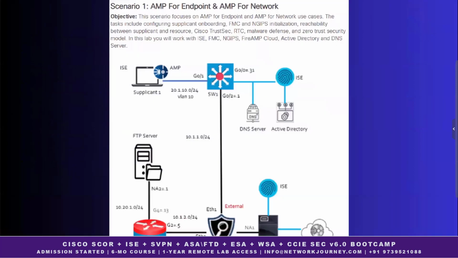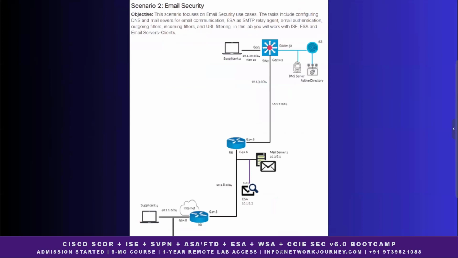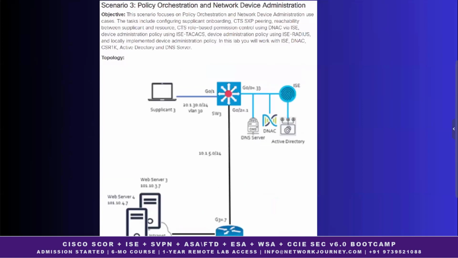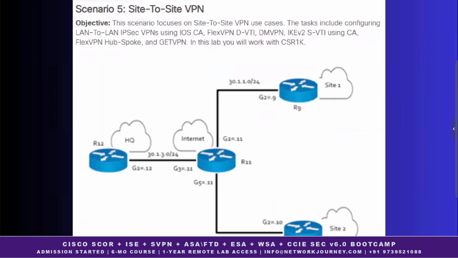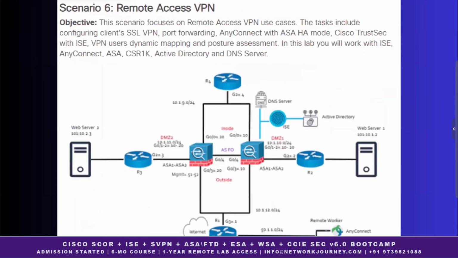These are some scenarios that we would be discussing in the class. When I start with AMP, this is how things would look. Email security, policy, network device administration, web security, site-to-site VPN, remote access VPN. But this is just an example of how the scenarios would be created.